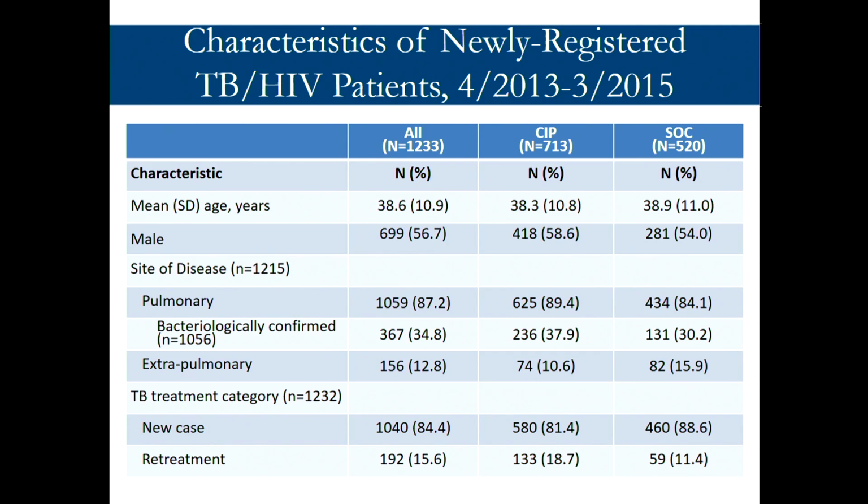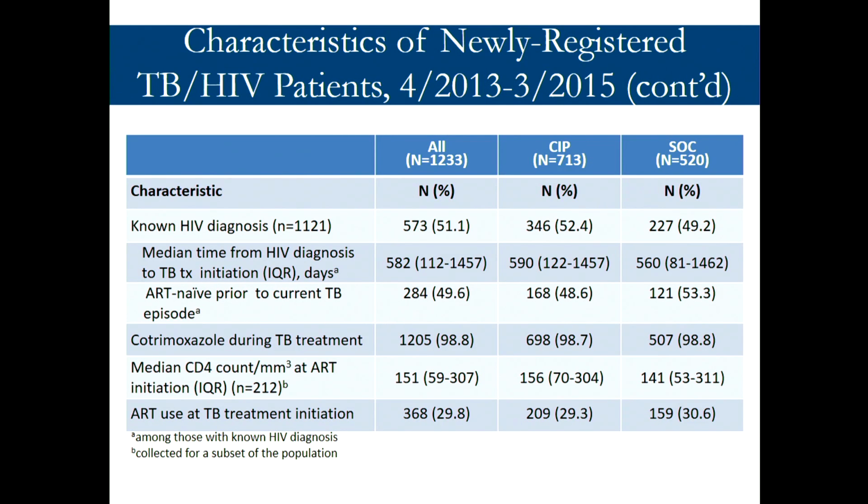The characteristics of newly registered TB-HIV patients during the study period are shown here. Of the 1,233 patients, the mean age was 39 years, and 57% of the patients were male. 87% of patients had pulmonary tuberculosis, of which just over a third were bacteriologically confirmed, and 84% were new TB cases.